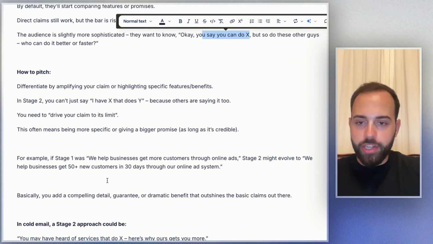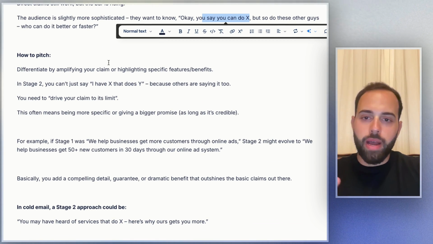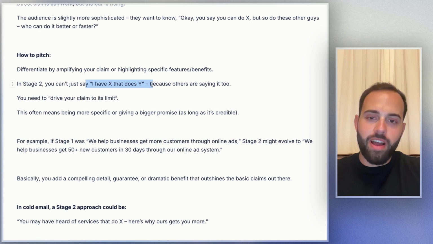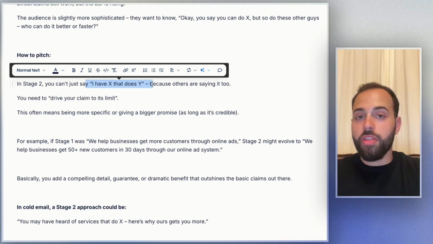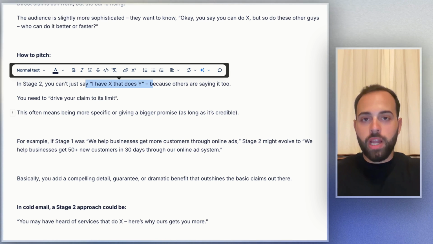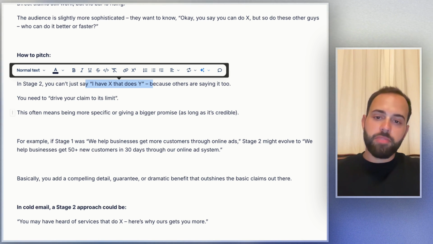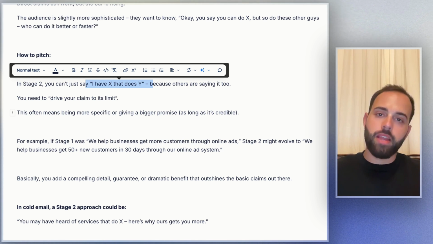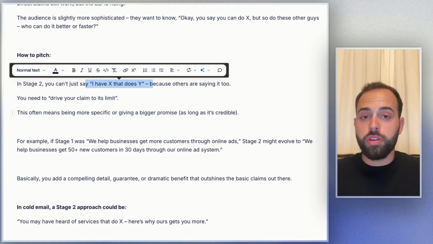So how do you pitch here? You need to differentiate by amplifying your claim or highlighting specific features or benefits. So in stage two, you can't just say, I have X that does Y, because other people are saying it as well. So what you need to do is you need to drive your claim to its limit. This means that you need to be more specific, or you need to give a bigger promise, given that it's realistic, it seems achievable, and as long as it's credible.